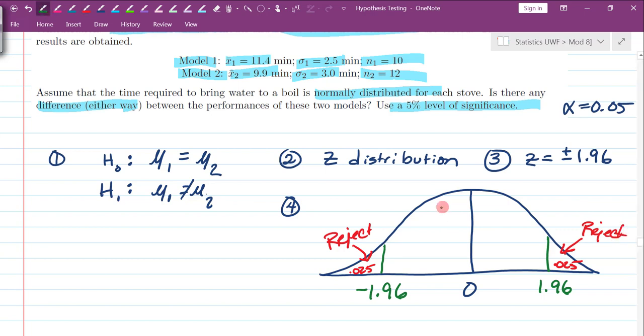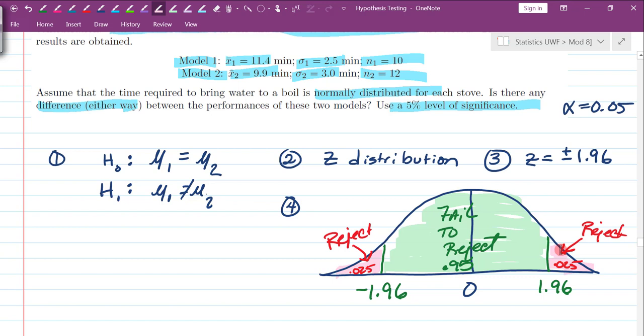And then in the center, this is my fail to reject. And I put in here 0.95. So 0.025 plus 0.95 plus 0.025 equals 1.0. And now I have my picture drawn and labeled properly. So we can go ahead and highlight this right in here, and then highlight our rejection areas right in there.